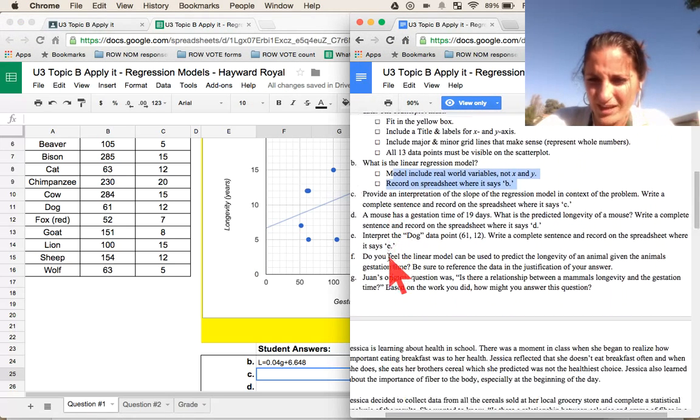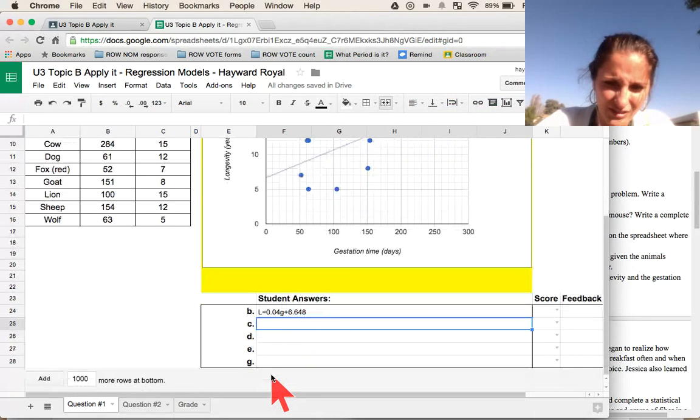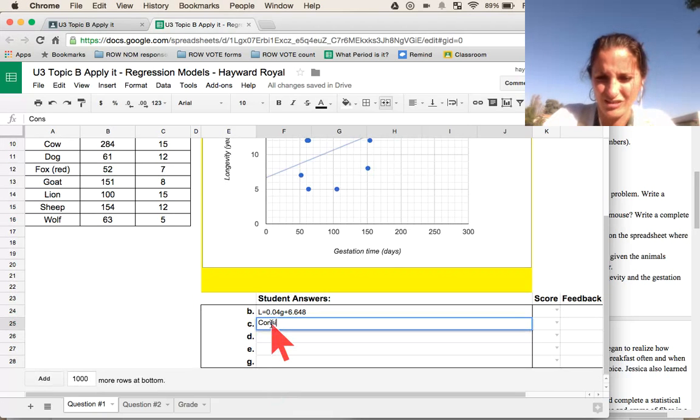C says provide an interpretation of the slope. So we need to provide an interpretation for the slope. I'm going to start my sentence with considering the slope is 0.04. Because remember, the slope is always the coefficient of the input variable.